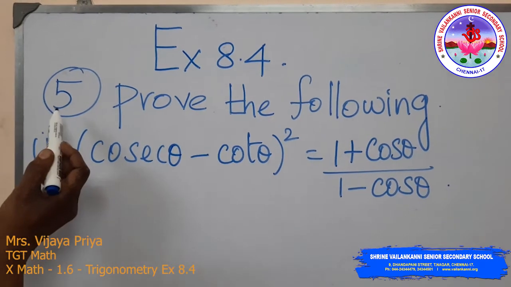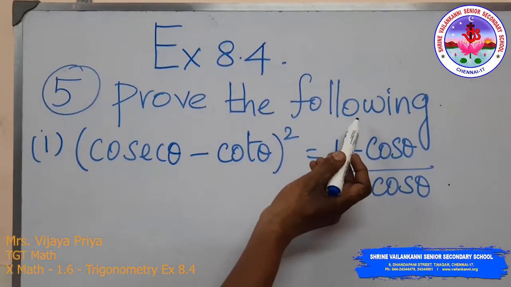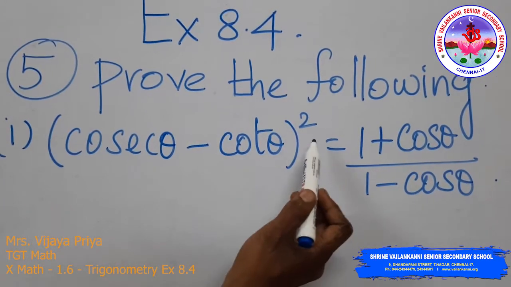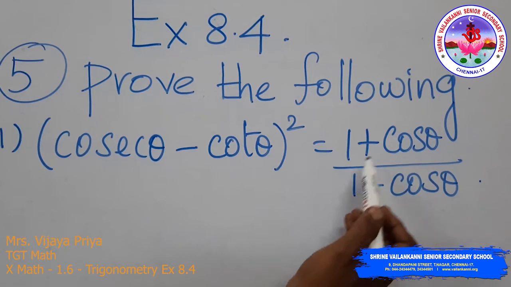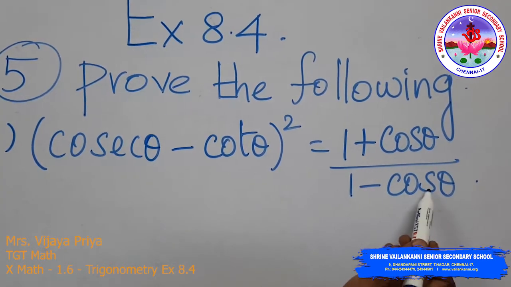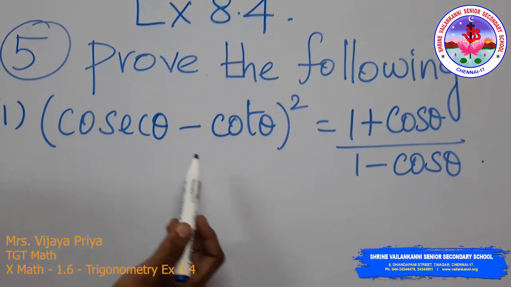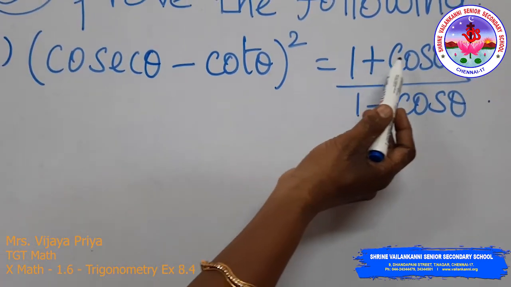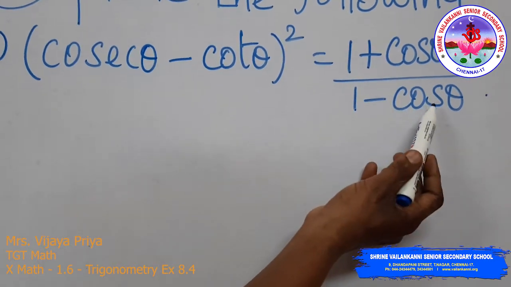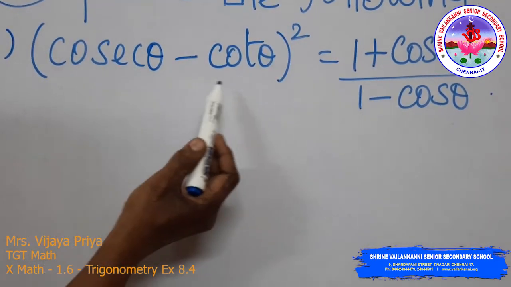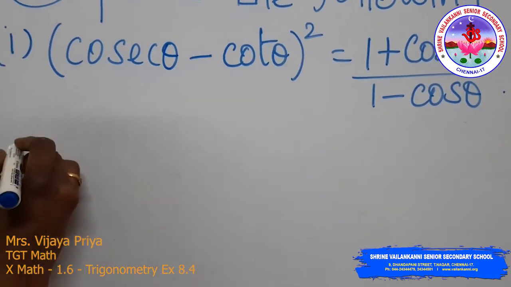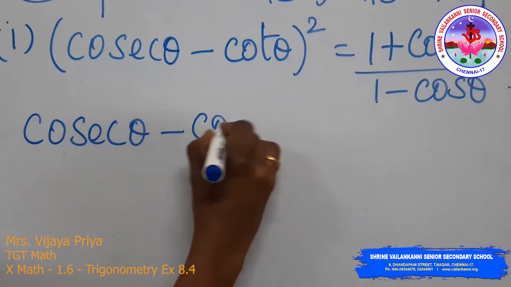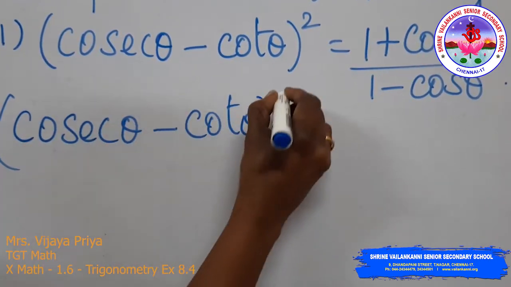Now coming to the fifth problem: prove the following. Cosecant theta minus cot theta the whole square is equal to 1 plus cos theta divided by 1 minus cos theta. So we are going to prove that the left hand side is equal to 1 plus cos theta by 1 minus cos theta. So I am going to take my LHS now. My LHS is cosecant theta minus cot theta the whole square.